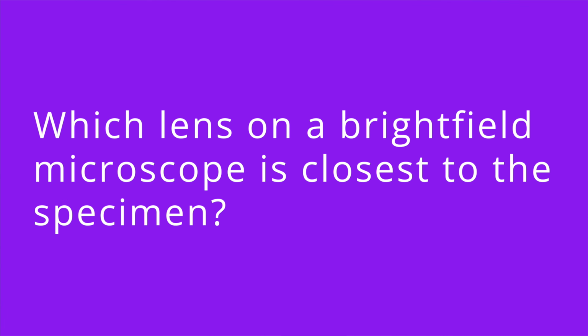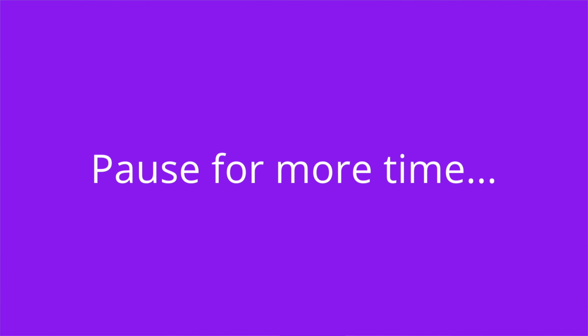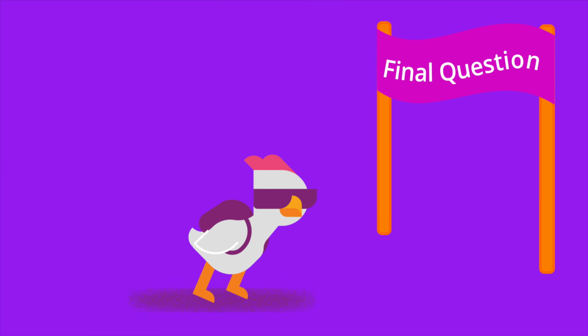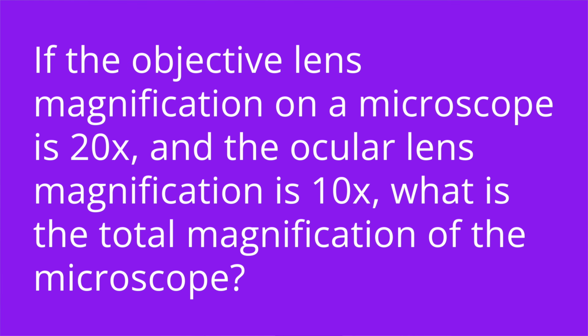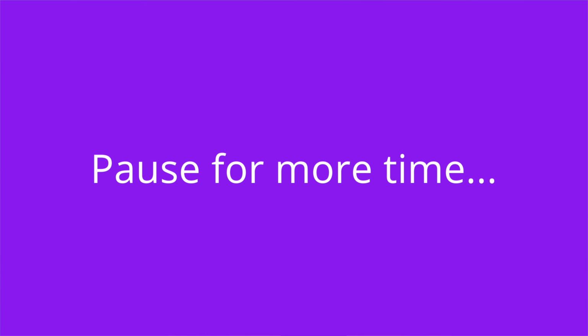Number 3, which lens on a Brightfield microscope is closest to the specimen? The answer is the objective lens. Number 4, if the objective lens magnification on a microscope is 20x and the ocular lens magnification is 10x, what is the total magnification of the microscope? The answer is 200x. So 20 times 10 equals 200.